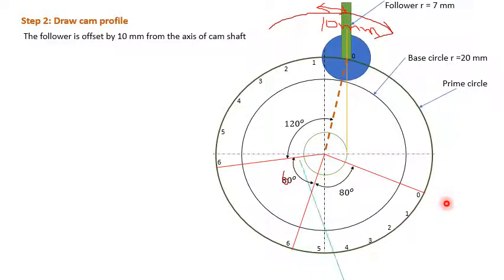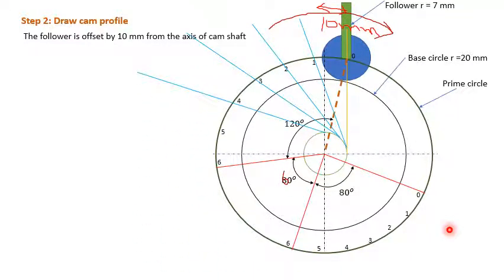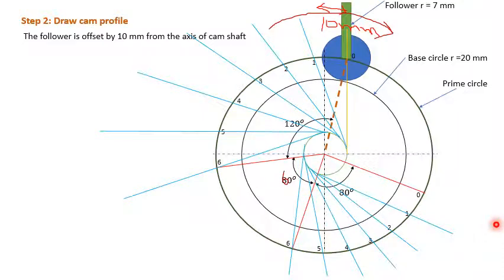So from each number draw a tangential line to this offset circle or small circle. This is for the out stroke. Similarly, the same procedure is followed for the return stroke. From each number we have to draw the tangent lines.